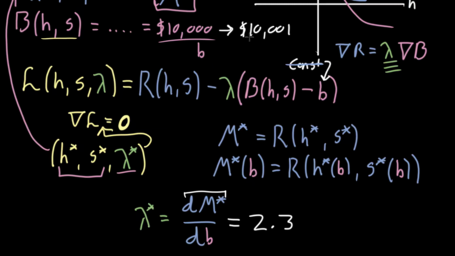So what that would mean is increasing your budget by $1 is going to increase M star over here. It would mean that M star increases by about $2.30 for every dollar that you increase your budget. And that's information you'd want to know, right? If you see that this lambda star is a number bigger than 1, you'd say, hey, maybe we should increase our budget. We increase it from $10,000 to $10,001 and we're making more money. So maybe as long as lambda star is greater than 1, you should keep doing whatever it takes to increase that budget.